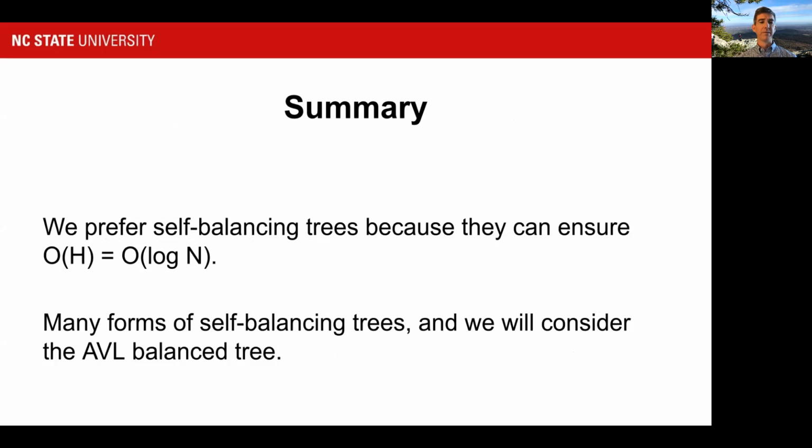In summary, we prefer self-balancing trees because they can guarantee that our height stays very close to log n. There are many forms of self-balancing trees, and we're going to take a look at the AVL tree next.